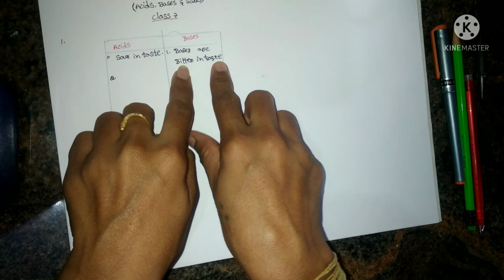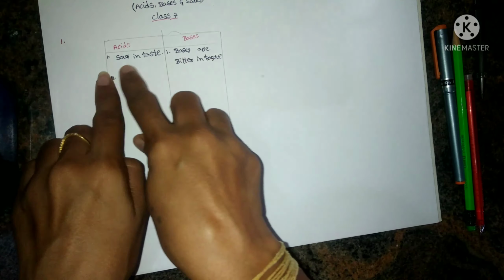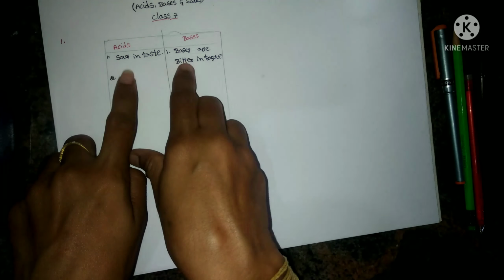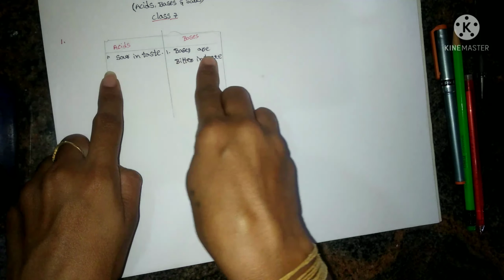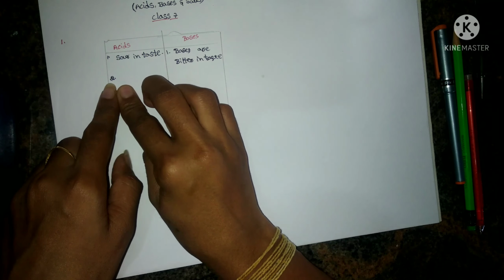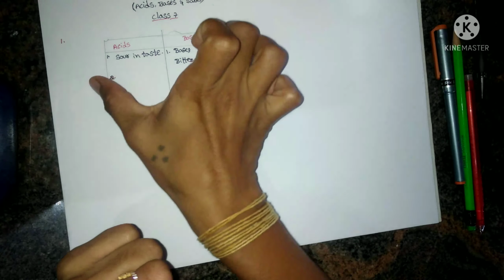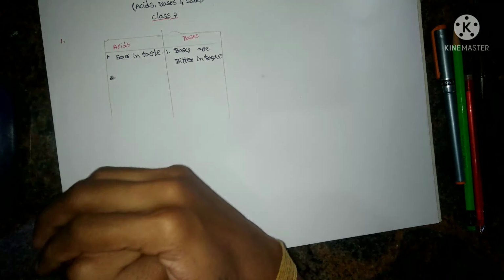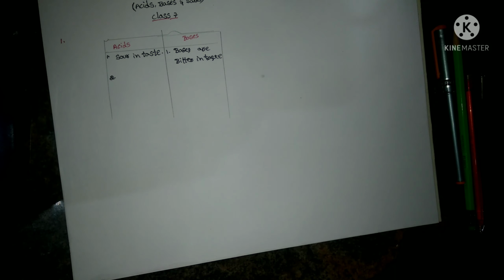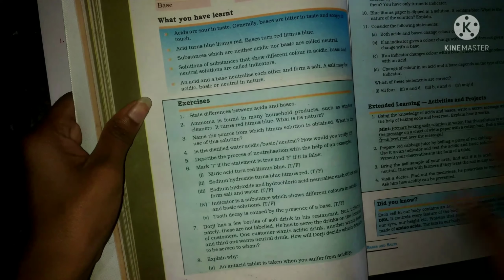Here the first point ends here. In acids, the second point you should not start here, because the second line is already filled in bases, right? So you have to start the next point on the next line. These are the rules when you are writing the differences. This is about the first question: what are the differences between acids and bases?